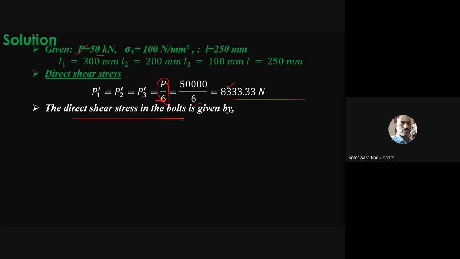Then the direct shear stress is nothing but load divided by area, so P1 dash by A. We'll keep A as A itself. Later, finally, we'll find out what the DC value is.